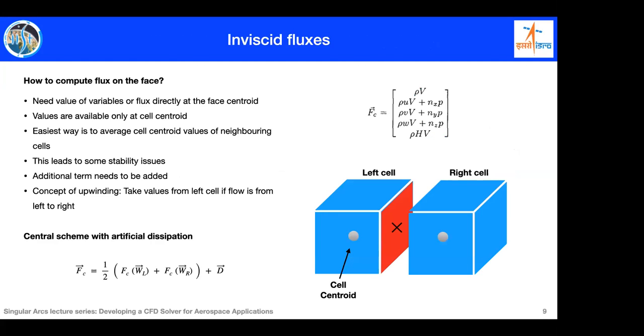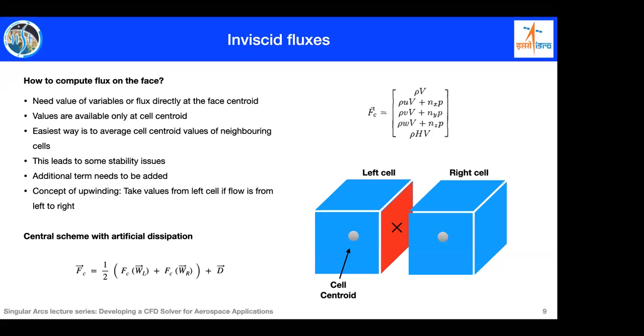Now how to compute the flux? So the first term in our equation was FC. That FC had this variable multiplied by the velocity term, plus the addition of pressure. Now we need to get the value of this FC at the face centroid, but we don't have values available at the face centroid. We are solving only at cell centroids. So our values of variables are available at cell centroids. Then how to get values at face centroids?